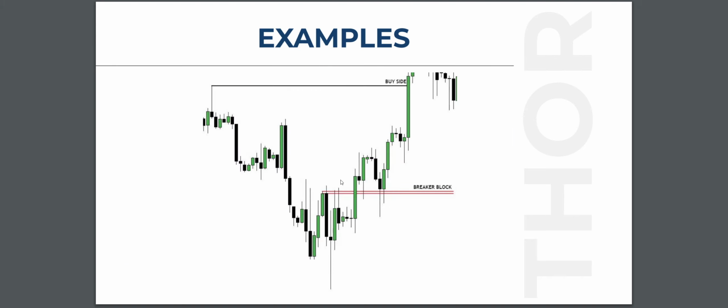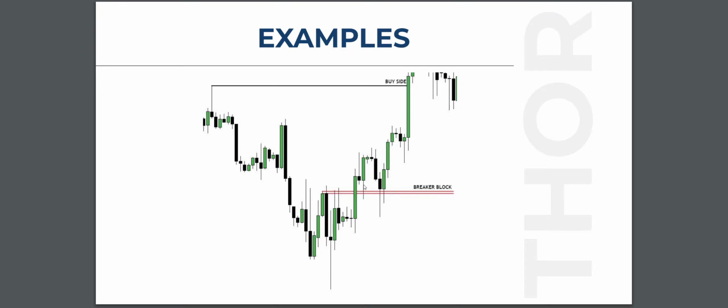So as an example, we have a reversal here, a typical reversal pattern. We have a low, a high, a lower low, and this lower low causes an energetic move to the upside. Now we have a higher high, right? Lower low to higher high creates a breaker block.